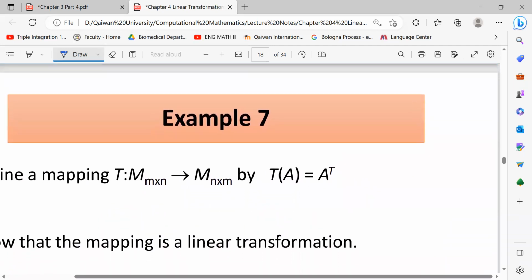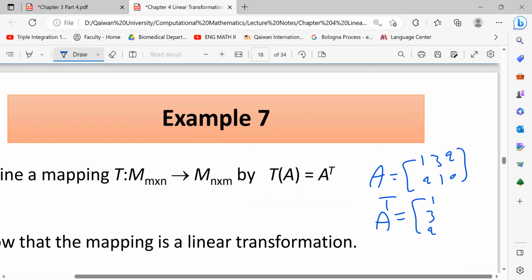Okay, look, let A be 1, 3, 2, 2, 1, 0. What's A^T? A^T means the transpose of A. We change the first row to the first column: 1, 3, 2, then 2, 1, 0. That's the transpose of A. Now it says, is this function a linear transformation or not? Yes.